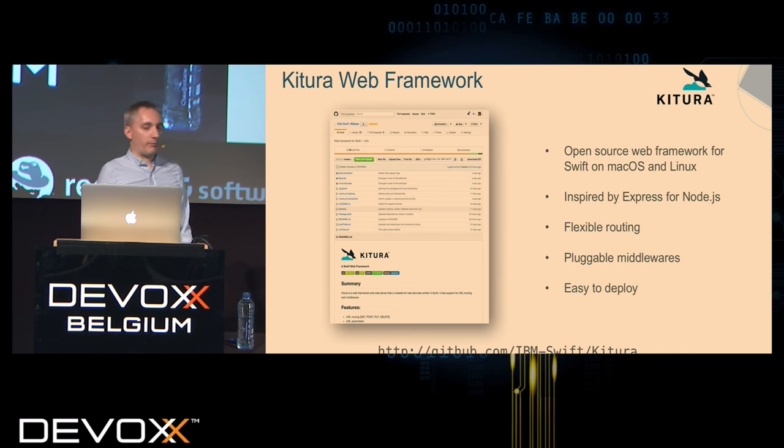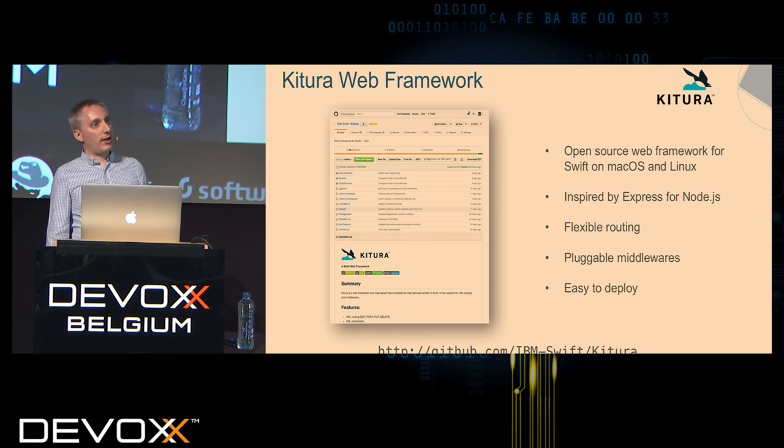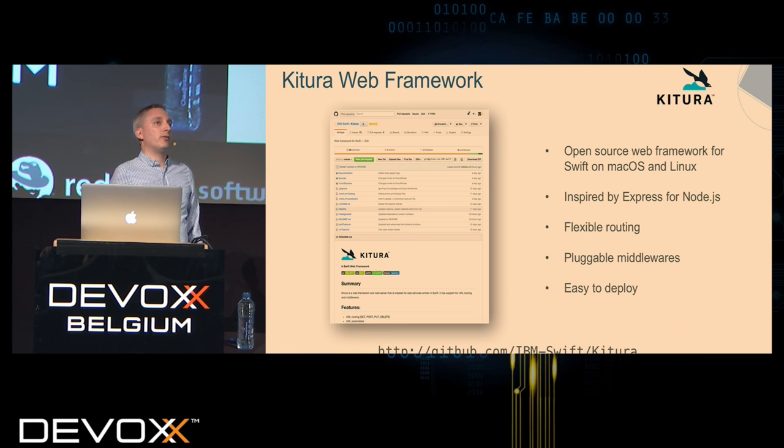I mentioned that we created a web framework called Kitura. As you might expect, it's open source on GitHub, and it runs on macOS or Linux. It's inspired by Express for Node.js, so if you have any experience of back-end development with Express, you'll feel right at home with Kitura. It has flexible routing. You can plug middlewares, which you write yourself, into the request response chain. And it's really easy to deploy, either locally on a machine or on a cloud.